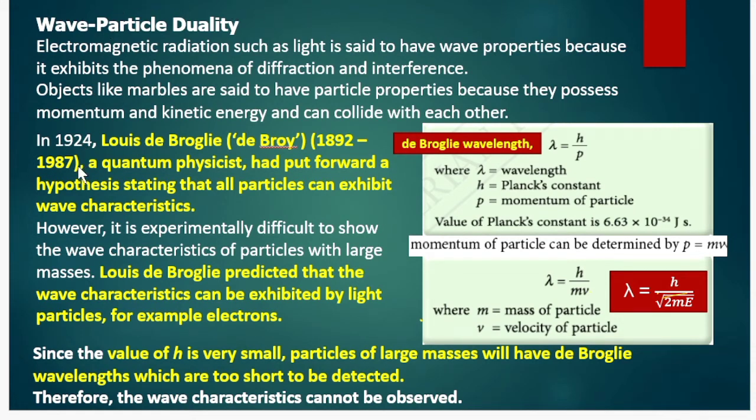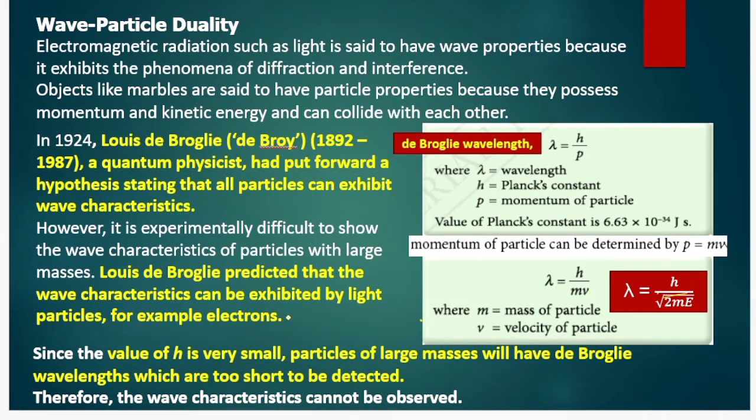The value of the Planck constant is 6.63 times 10 to the power of negative 34 joule seconds, which is a very small value. The momentum of a particle can be determined by the formula p equals mv. Once the particle has mass, it will have momentum.